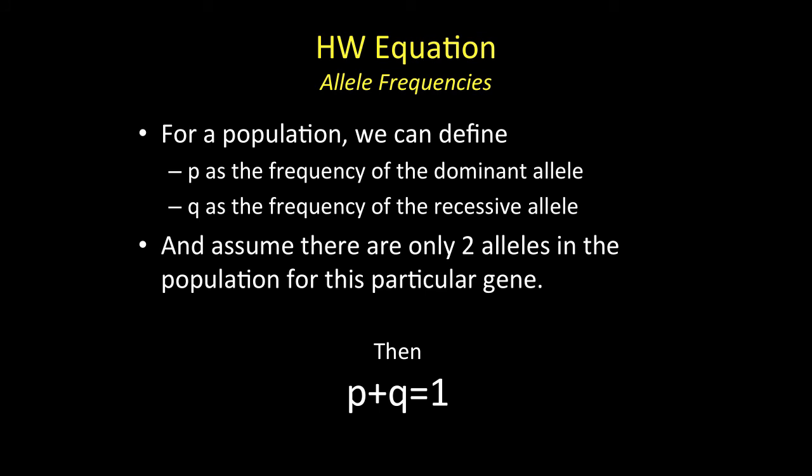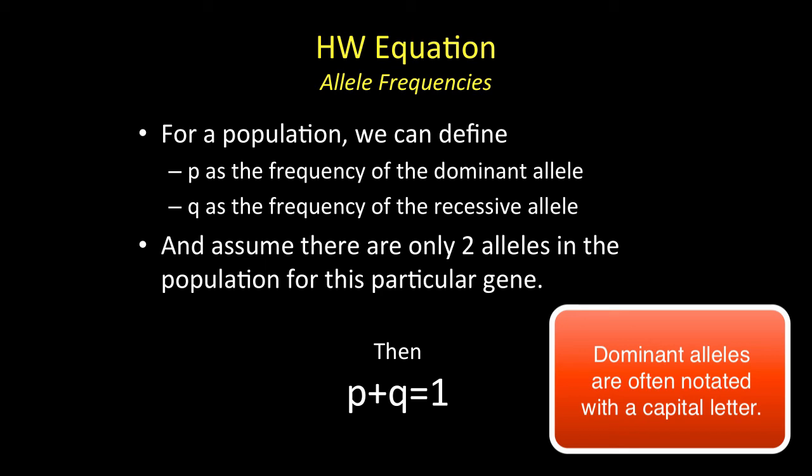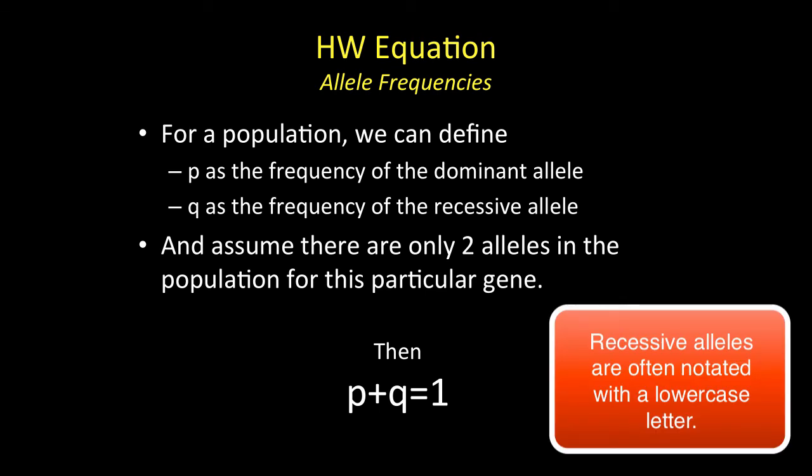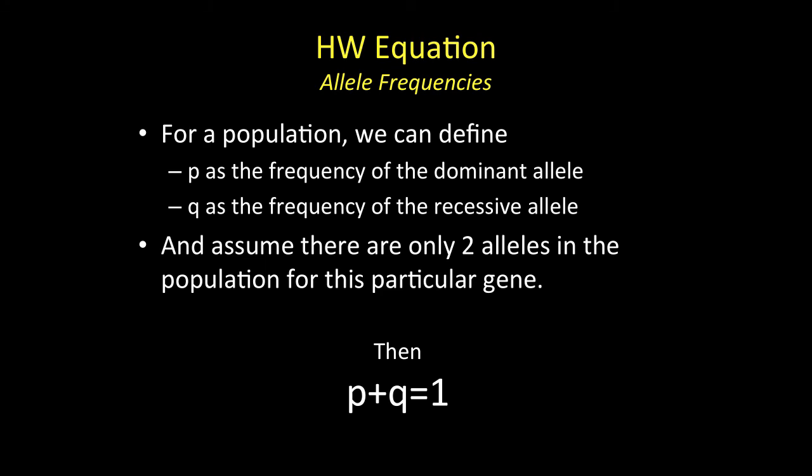First of all, some definitions and dissection of these equations. For a population, we're just going to define P as the frequency of the dominant allele and Q as the frequency of the recessive allele. And so if we assume there are only 2 alleles for that gene in a population, then it follows that P plus Q equals 1.